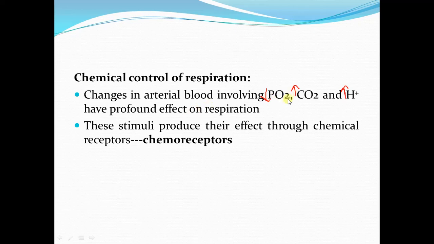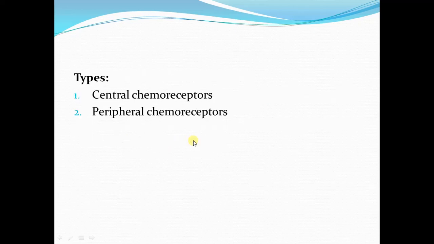Now these stimuli produce their effect through stimulation of chemical receptors, and these chemical receptors are termed chemoreceptors. Chemoreceptors, as we also discussed in the previous slide, are of two types: the central chemoreceptors and the peripheral chemoreceptors. Now we are going to talk in detail about both types of chemoreceptors, their stimuli, the mechanism of stimulation, and the effect of stimulation of these chemoreceptors on the respiratory control center.